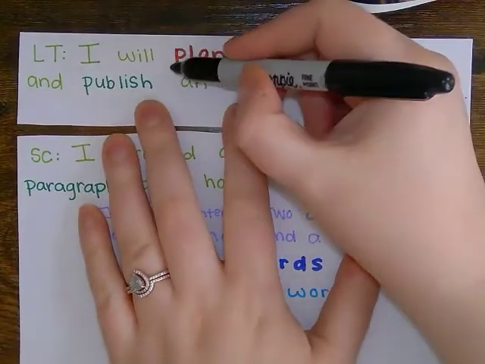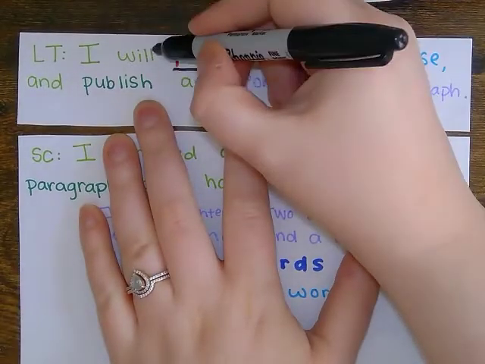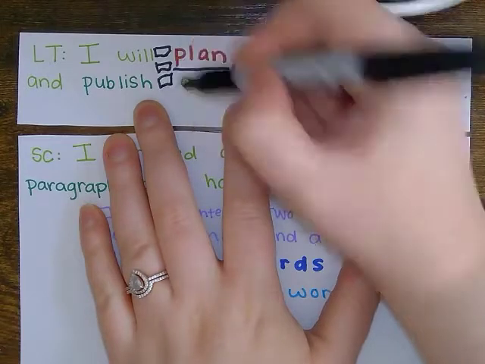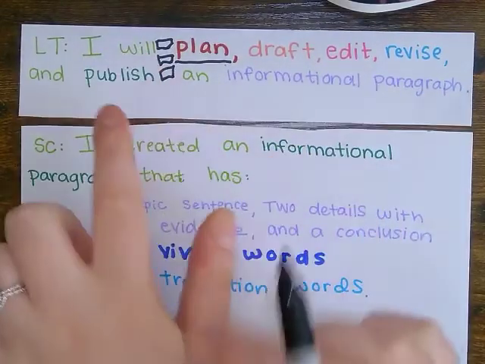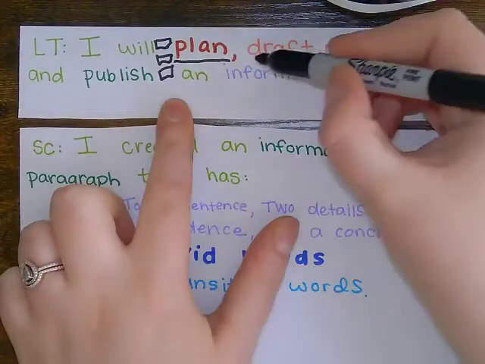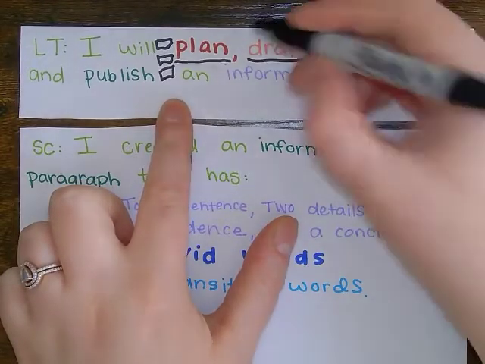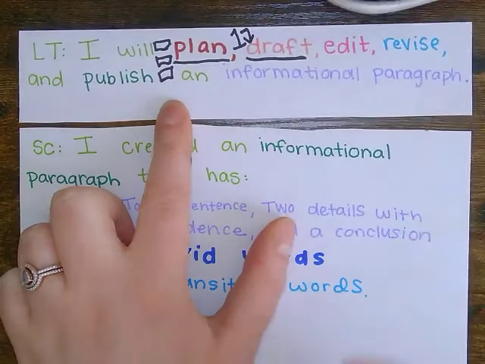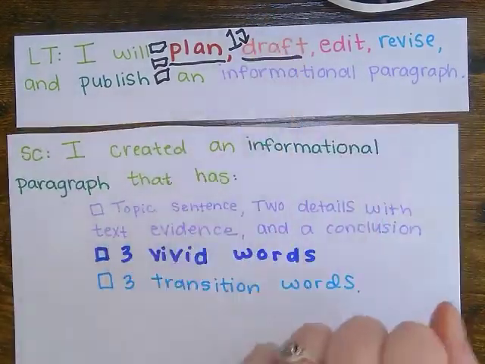We're going to plan. When we plan, we use kind of a graphic organizer. So we plan each sentence. So I'm going to draw what those little rectangles kind of look like on our paper. We're going to draft. Draft is our first try. So I'm going to put number 1.